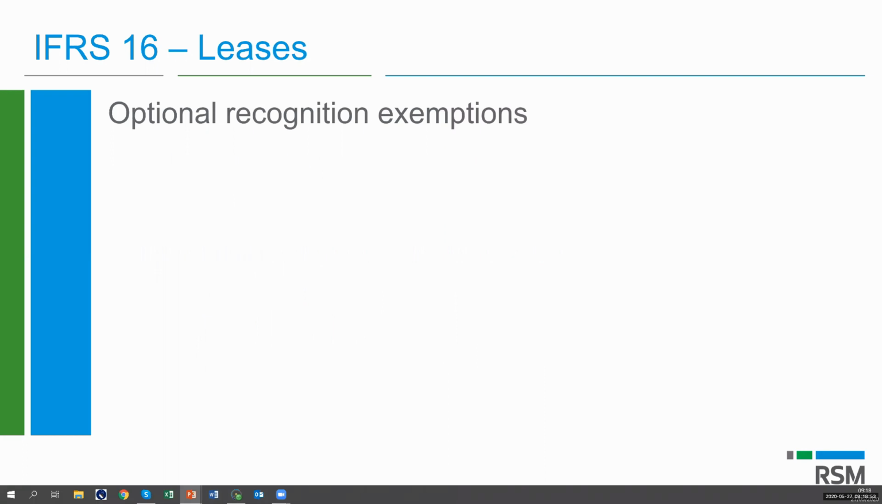There are two exemptions that we do have that are allowed within IFRS 16 in recognizing these right-of-use assets. The first one is short-term leases. So any lease that is less than 12 months, what the standard says is we could typically treat those as we have been under IAS 17 and expense that rental or lease charge as and when we incur it.